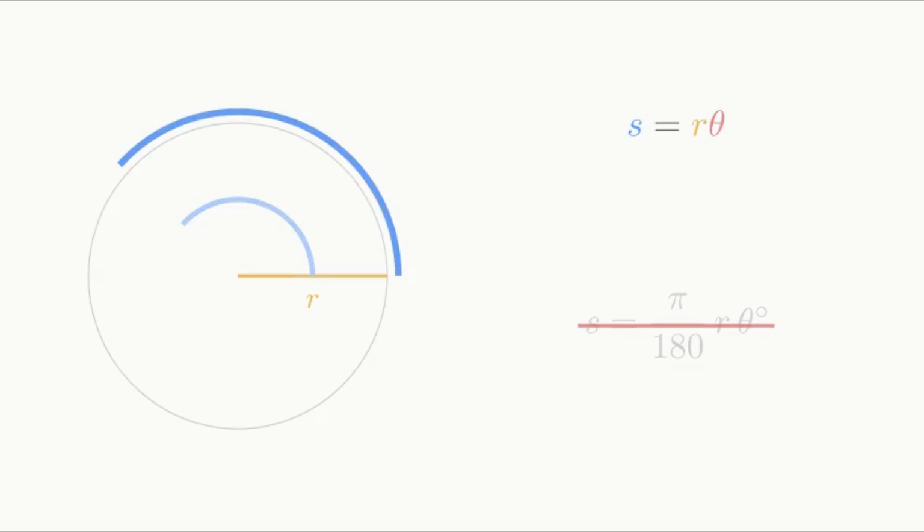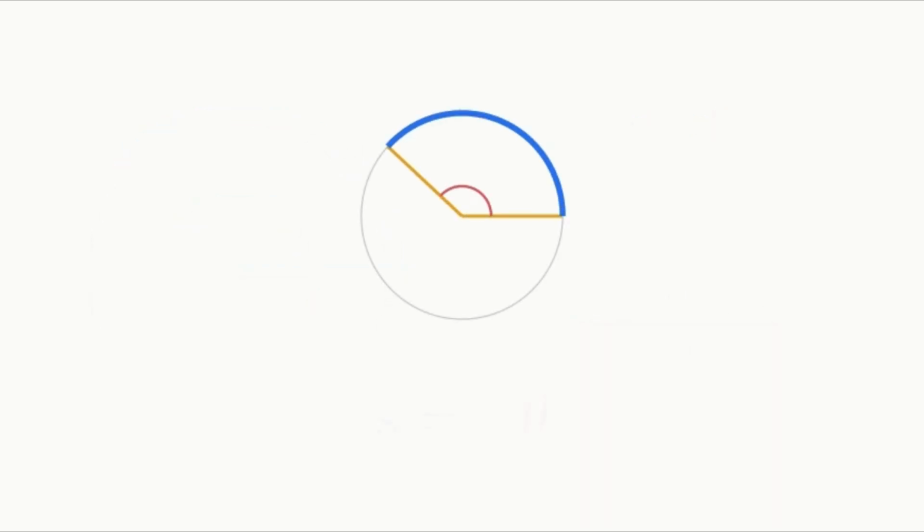That's the whole idea. Radius times angle. The formula looks simple because radians were built to measure angles in radius lengths, so the circle quietly does the work for you.